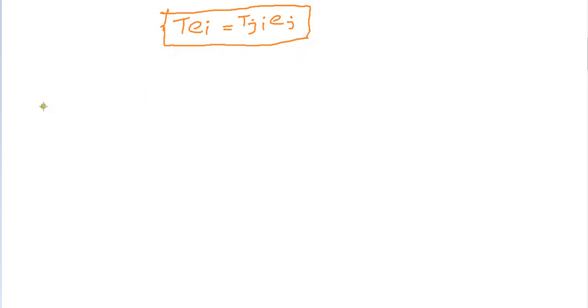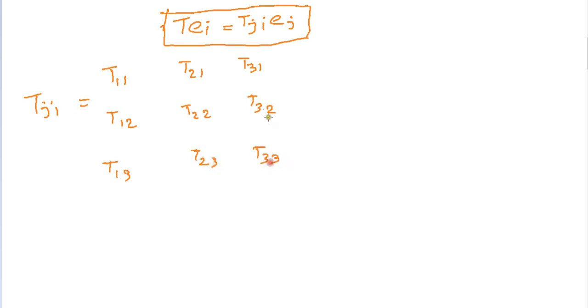So what is T ji? T ji equal to, here we found T11, T21, T31, T12, T22, T32, and T13, T23, and T33 here. So this is the T ji tensor, right?